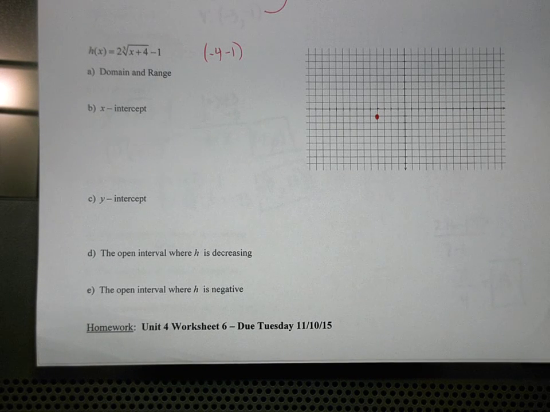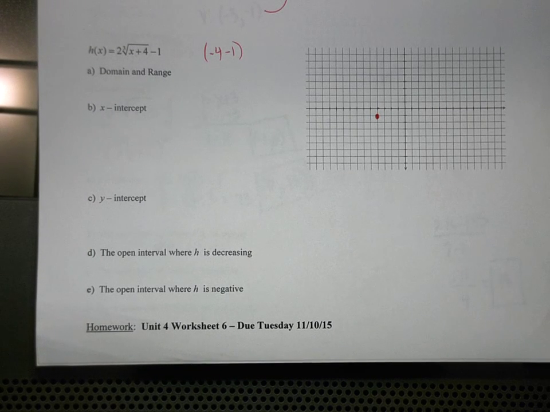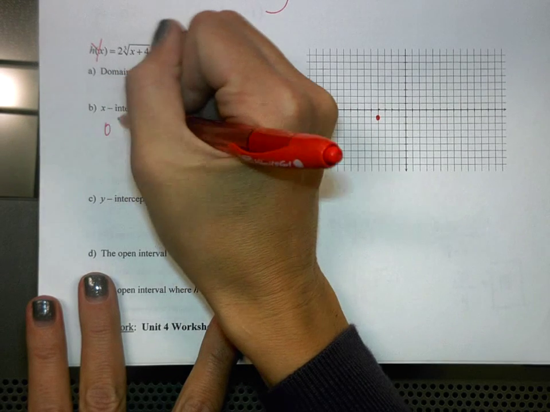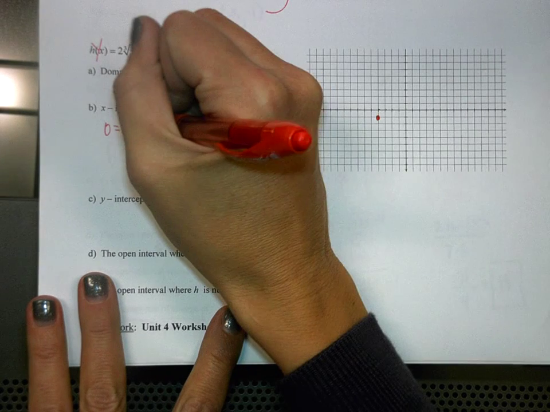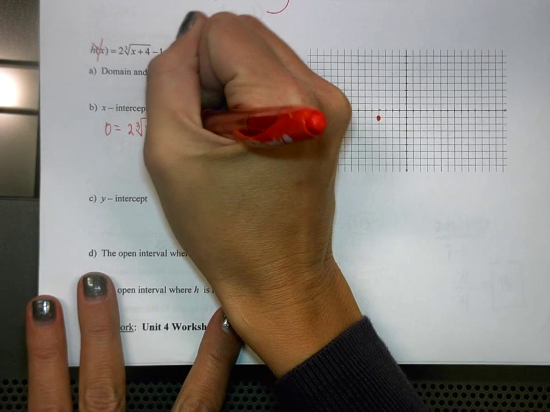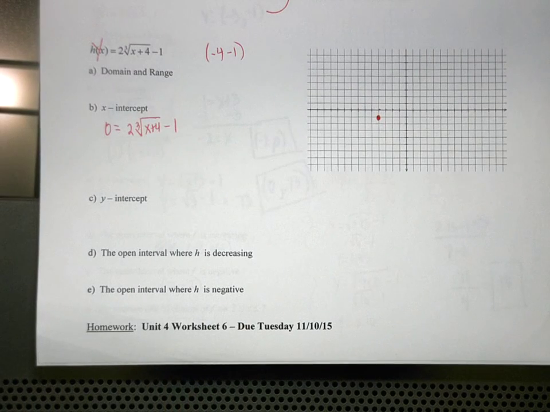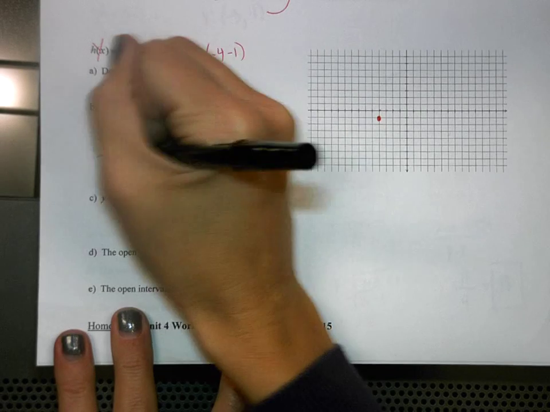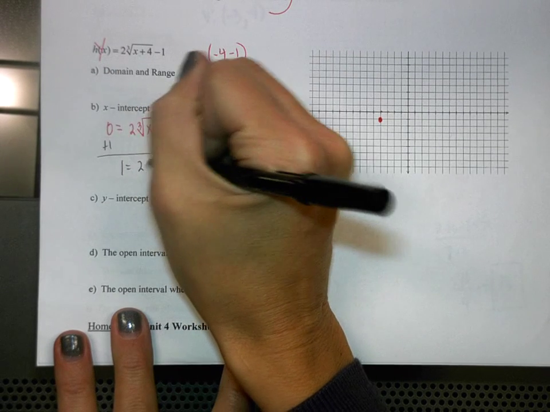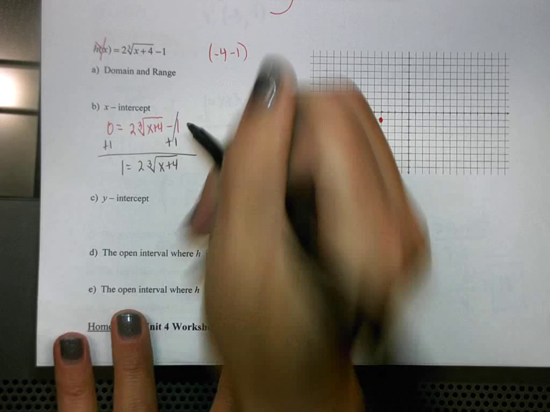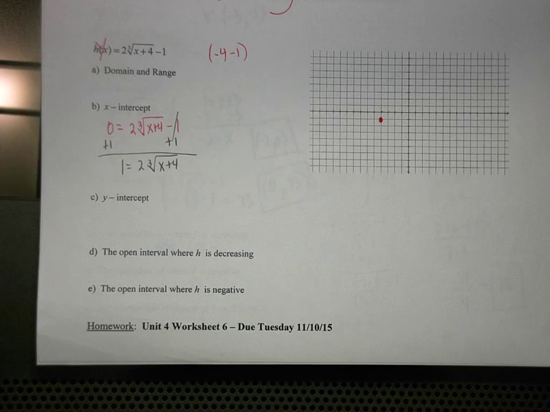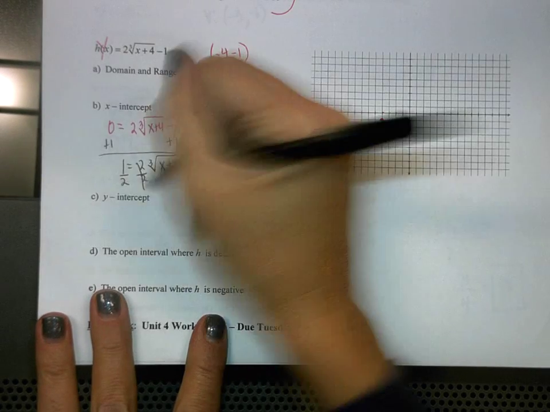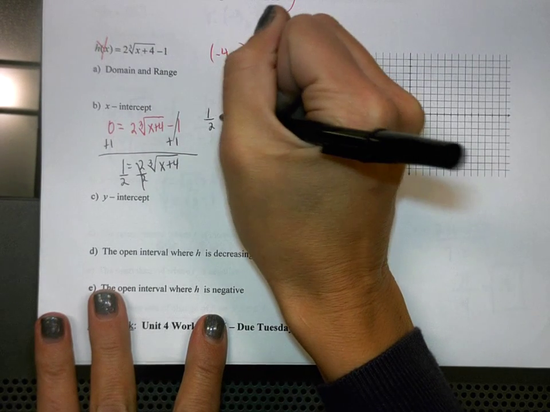Okay, so x-intercept, we're going to plug in what? 0. Good, 0 for y. So we're going to have 0 equals 2 cubed root of x plus 4 minus 1. What would we do now? Add the 1. Good. Add 1 to both sides. These cancel. 1 equals 2 cubed root of x plus 4. Next, what will I do? Divide by 2. So that cancels. And so I have 1/2 equals the cubed root of x plus 4.